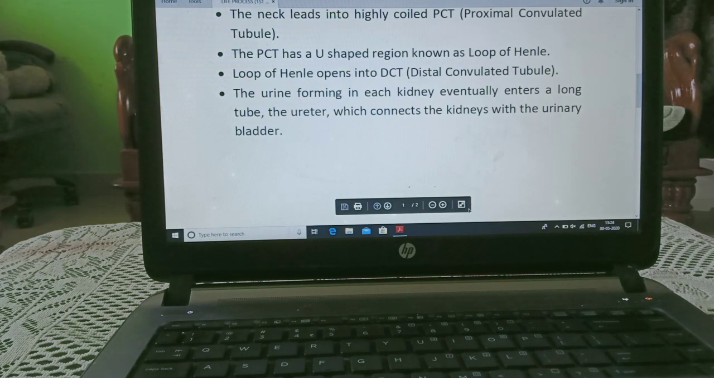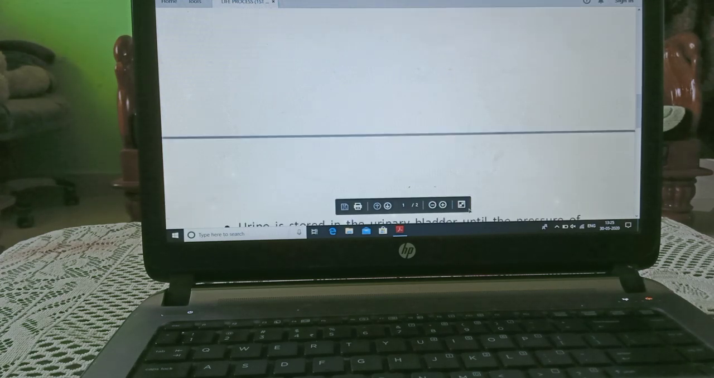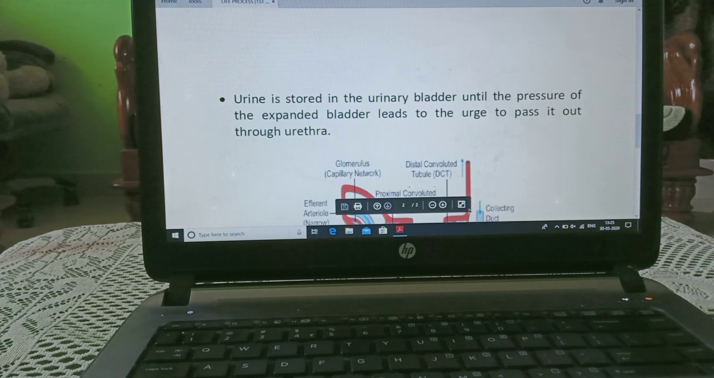Loop of Henle opens into DCT, that is distal convoluted tubule. The urine forming in each kidney eventually enters a long tube known as ureter, which connects the kidney with the urinary bladder. Urine is stored in urinary bladder until the pressure of the expanded bladder leads to the urge to pass it out through the urethra.